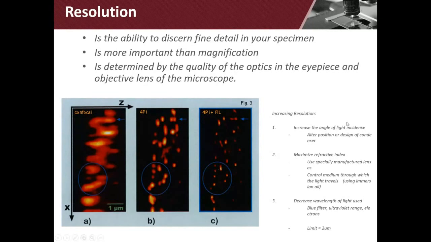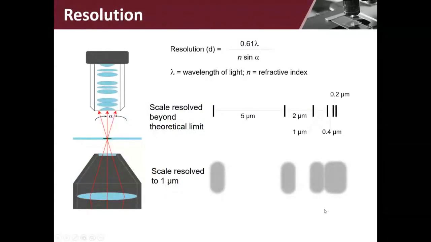However, there are some things we can do on our end to help us with resolution. We can maybe change the angle the light hits it, and that's through a part of the microscope called a condenser. We could maybe change the refractive index, so how the light bends, or we could change the wavelength of the light. Remember how the blue, indigo, violet had higher energy light? We could do that. Now, you do not have to know this math. I'm just showing it to you so you can kind of understand.